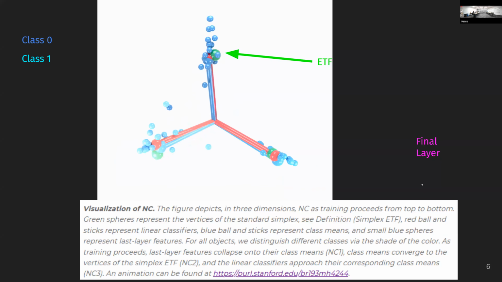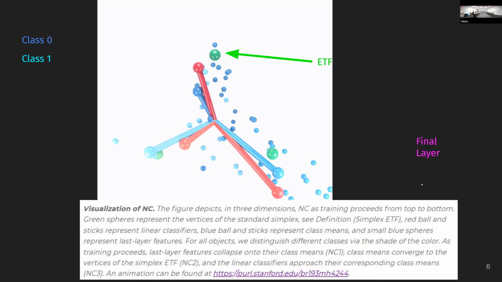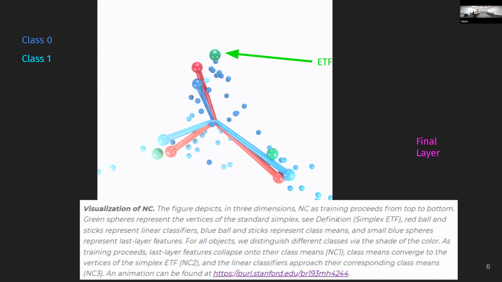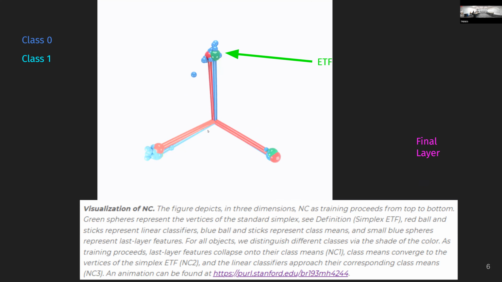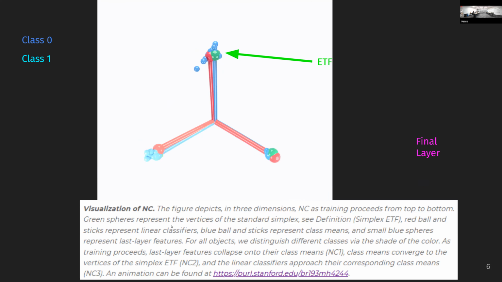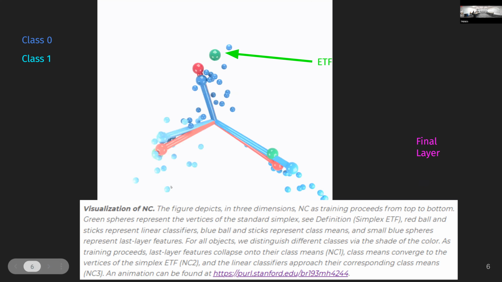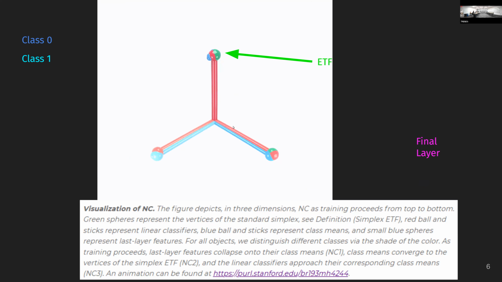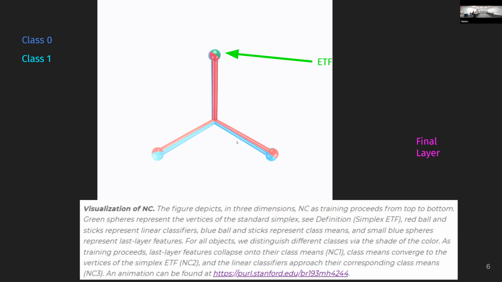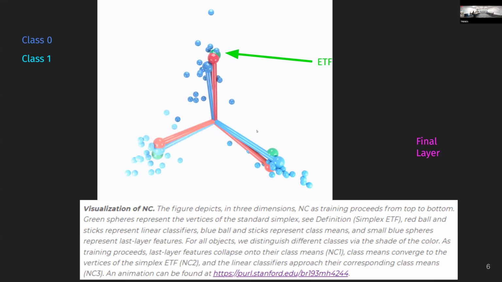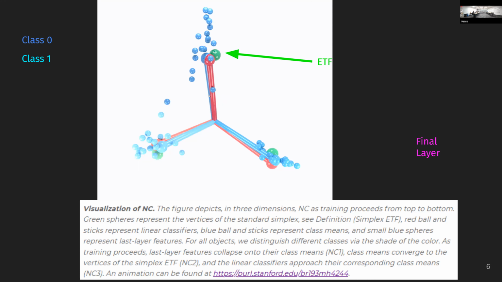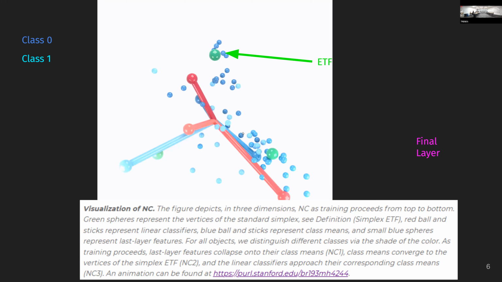All right. So the blue class is on the top, and this cyan class is on the bottom. I was trying to parse this part because there are two shades of blue, and it doesn't make a lot of sense. Blue balls and sticks represent class means, and small blue spheres represent last-layer features. So I imagine the two different shades of blue must just be different classes, or maybe there's even three shades of blue. Yeah, I was going to say, because there's one class that seems to be going into two of these dimensions. Maybe this is a third shade of blue, and it's just so similar. It looks like it might be slightly different.